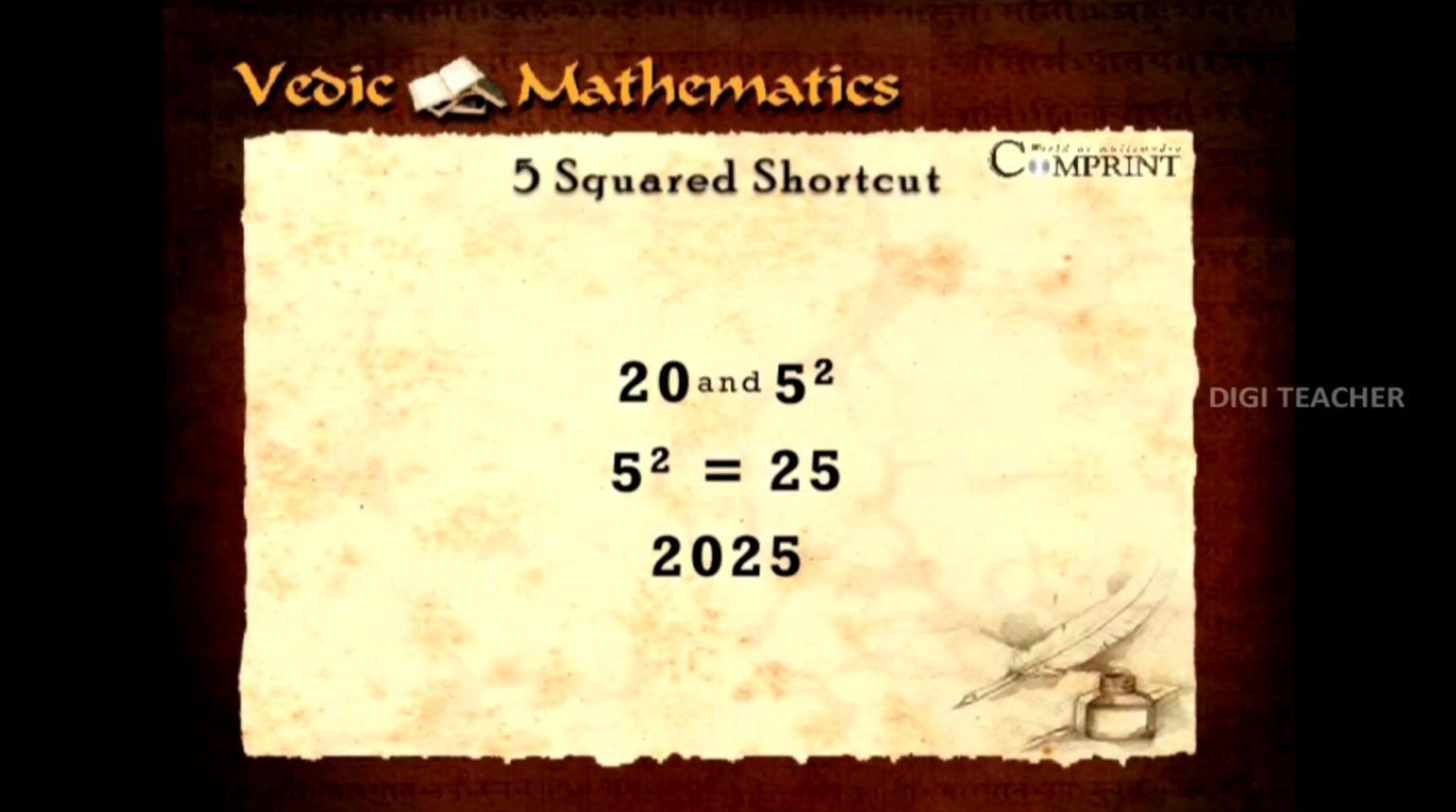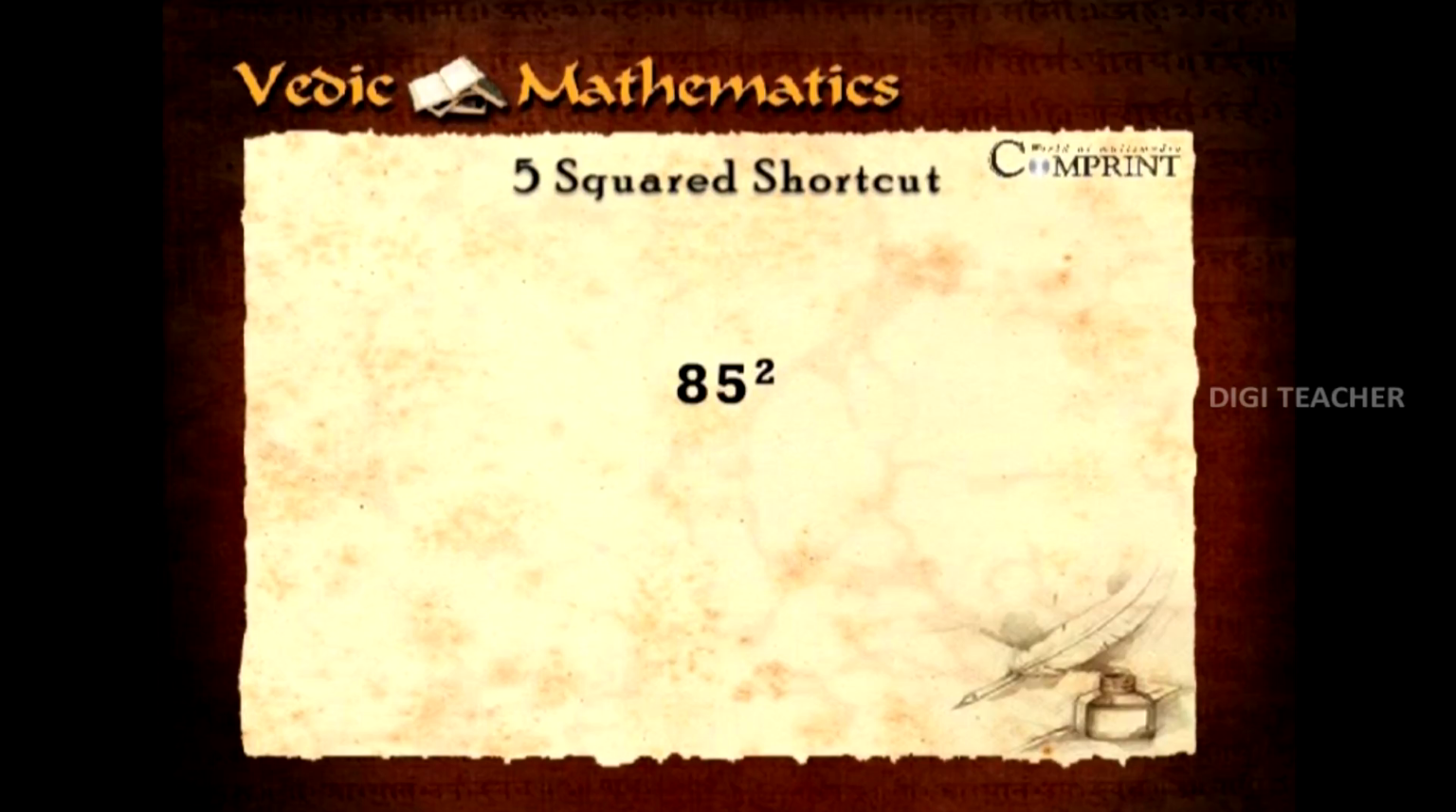This works for any number ending in 5 square, but when the numbers get over 100, it tends to get a little trickier with the multiplication. Give it a try with another number. Try 85 square. Isn't it difficult?